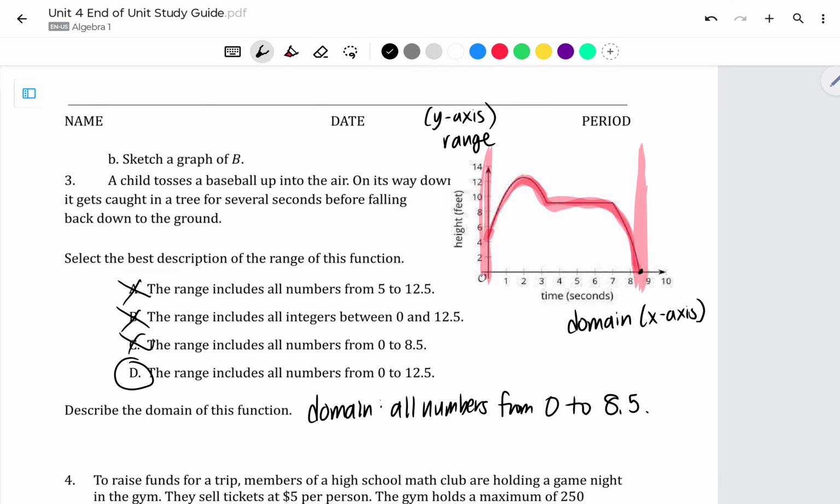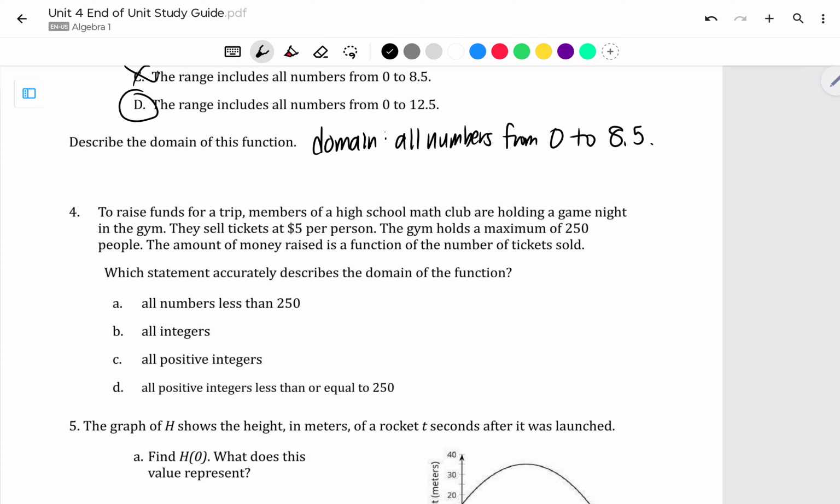To raise funds for a trip, members of a high school math club are holding a game night in the gym. They sell tickets for $5 per person, and the gym holds a maximum of 250 people. The amount of money raised is a function, again, amount of money raised, is that the output or input? That's output, a function of the number of tickets sold, input. So depending on how many tickets sold, that's going to change the output. Which statement best accurately describes the domain?